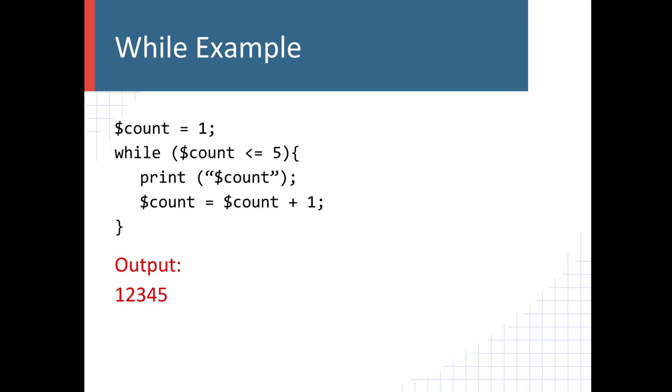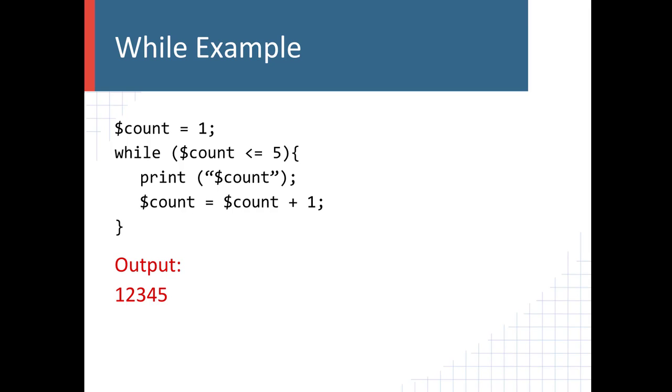So the first time through the loop, we check, is count less than 5? Count is currently 1, so the comparison is true. We proceed to the code block. The first statement is to print the value of count. It outputs the value of 1. Statement 2 adds 1 to the value of count, and the loop is run again.